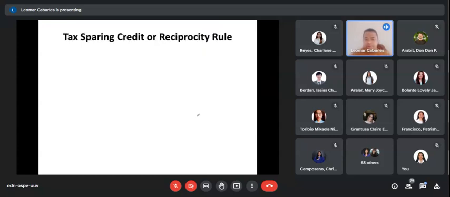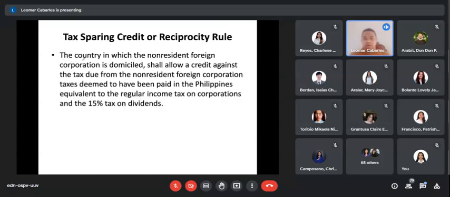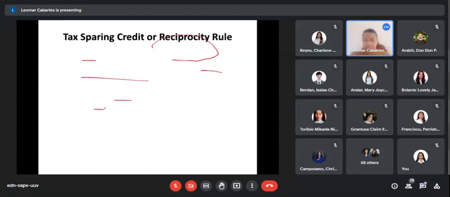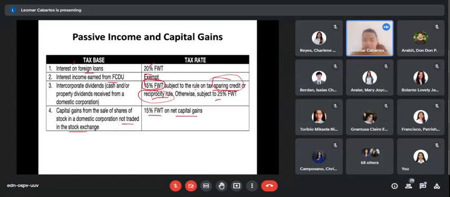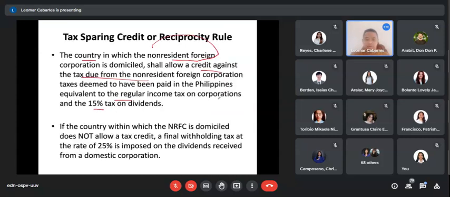Okay, so sparing credit or reciprocity rule, yung country kung nasaan yung non-resident foreign corp, kung nag-allow daw yun ng credit against the tax due from the non-resident foreign corporation deemed to have been paid in the Philippines, no? So the tax would be 15%. Ito yan, yung lower rate na to than the 25%. Okay? So, kung yung country kung nasaan yung non-resident foreign corp hindi siya nag-allow ng tax credit, so the rate would be 25%.